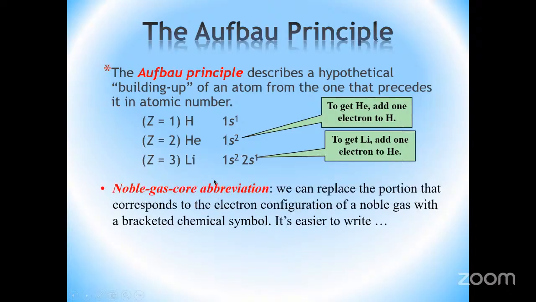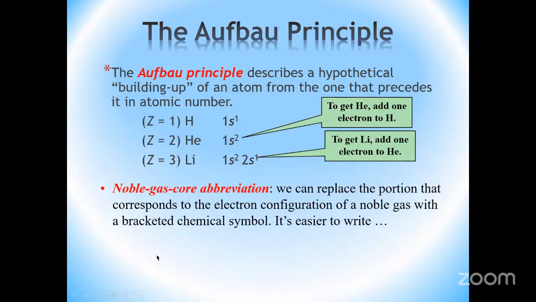Okay, now let us look at how we determine what is called the noble gas core abbreviated configuration. Because as you can imagine, if you were to continue this process and get to something heavier, like iron, for example, you'd imagine that there will be a long string of characters: 1s2, 2s2, and so on and so forth.